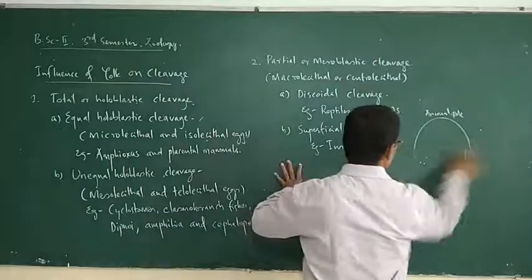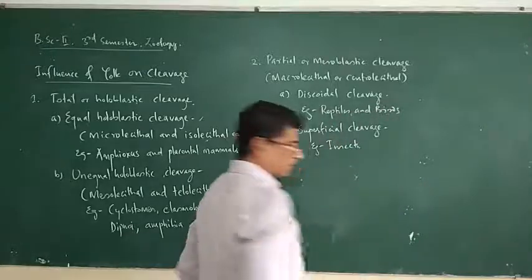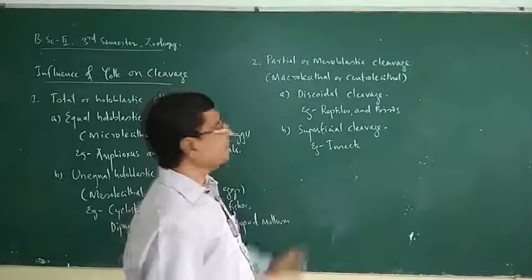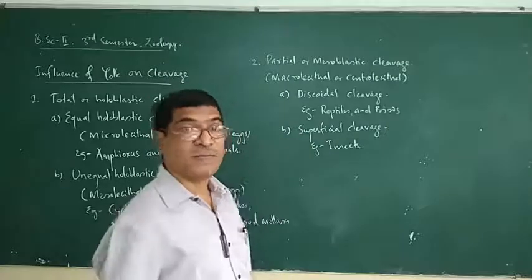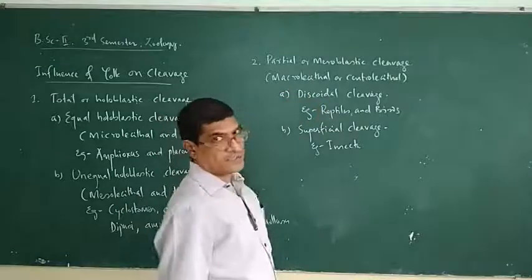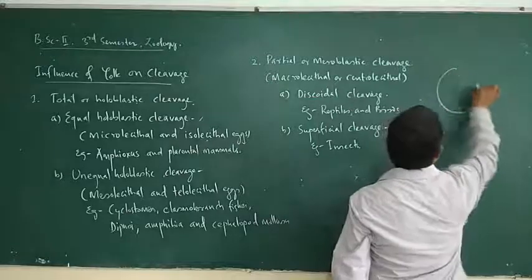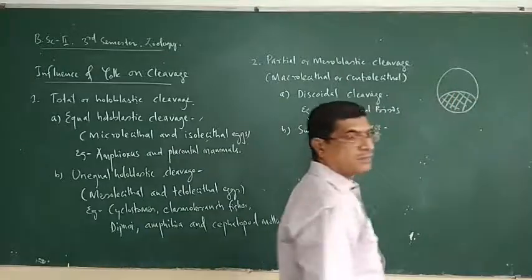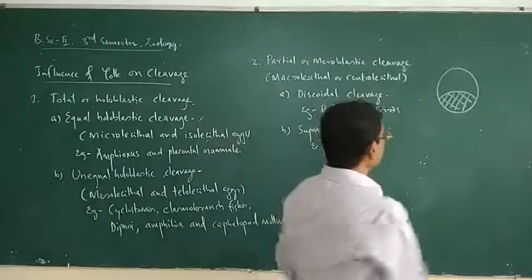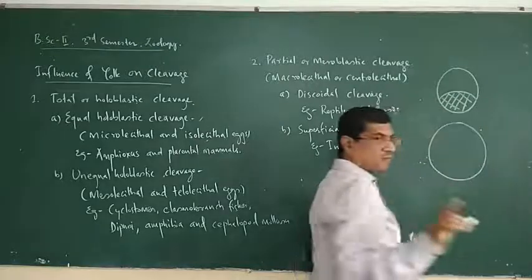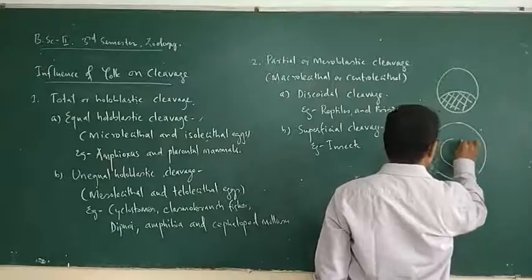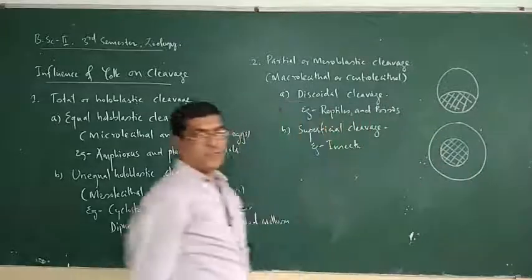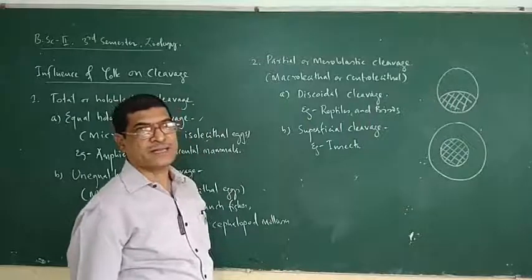Here, the amount of yolk is large. A large amount of yolk is present. In such eggs, this type of cleavage can be seen. Macrolecithal or centrolecithal. In macrolecithal, a very large amount of yolk is present. In centrolecithal, a large amount of yolk is present and it is present at the center. In such types of eggs, meroblastic cleavage occurs. Partial type of cleavage occurs.